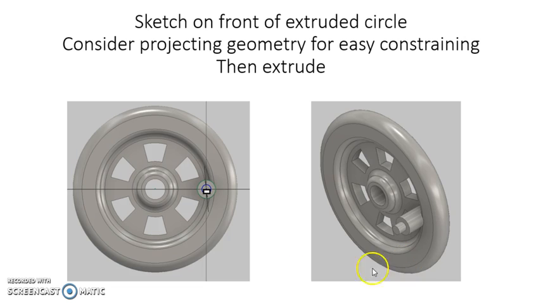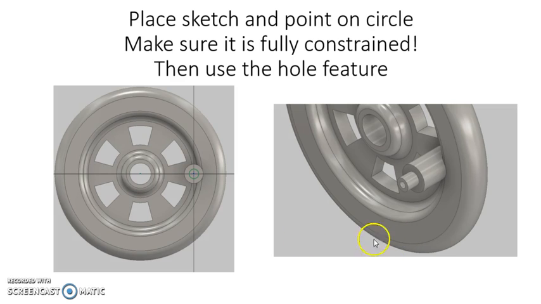Then you're going to repeat the process on the front of that circular piece that sticks out. Draw another dimensioned circle. Make sure that you project geometry so you can draw. If you project geometry and choose this circle right here, then you're able to lock onto the center point of the circle, which makes it easy for constraining. When you get done with that, you're going to extrude that circle, and then you're going to do it one more time on the very surface.